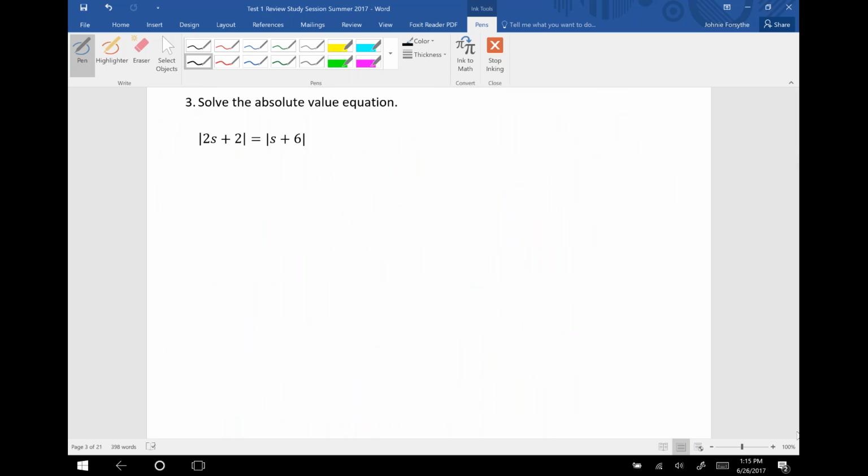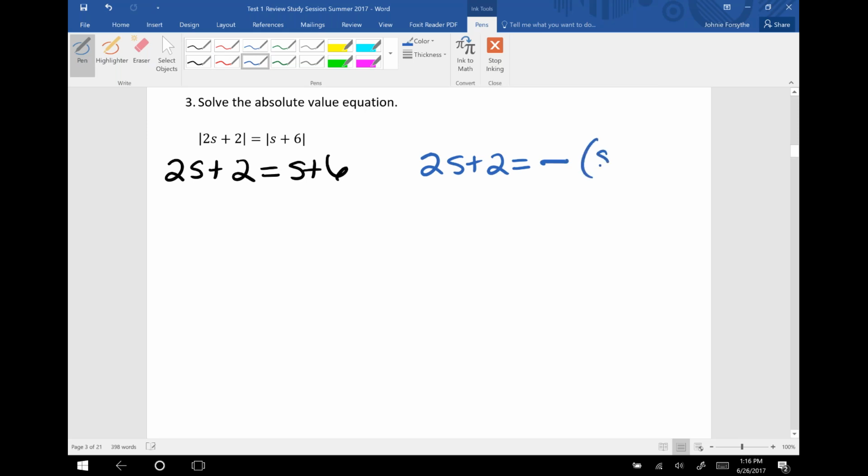Okay, so for this particular one, you're going to write two different equations. The first equation is going to be just dropping the absolute value symbols and writing it as it is. So 2s plus 2 is equal to s plus 6. The other equation is going to be the left side with the absolute value signs dropped is equal to the opposite of the right side, or negate the right side after you drop the absolute value. So negative times s plus 6.